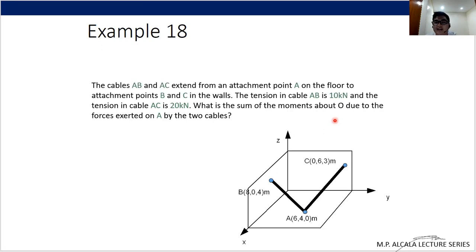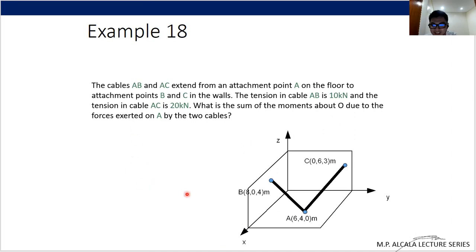Okay. Next example. Cables AB and AC extend from an attachment point on the floor to the attachment points B and C in the walls. The tension in cable AB is 10 kilonewtons and the tension in cable AC is 20 kilonewtons. What is the sum of the moments about O due to the force exerted on A by the two cables? So, okay, I did not understand the problem.